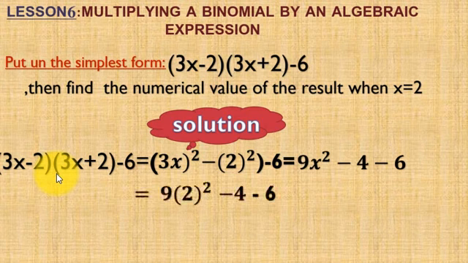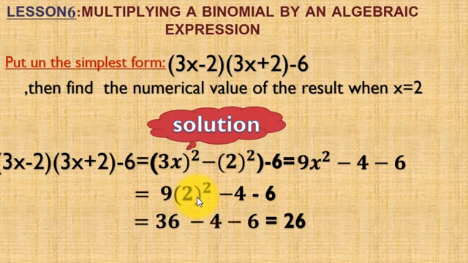After that, we put 2 instead of x, when we say find the result when x equals 2. So, we put 2 instead of x to have 9 times 2 power 2 minus 4 minus 6. So, 2 power 2 equals 4. 9 times 4 equals 36. 36 minus 4 minus 6 equals 26.